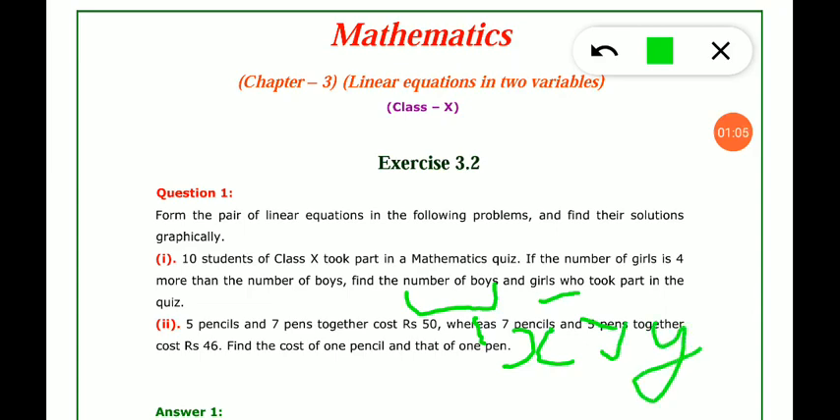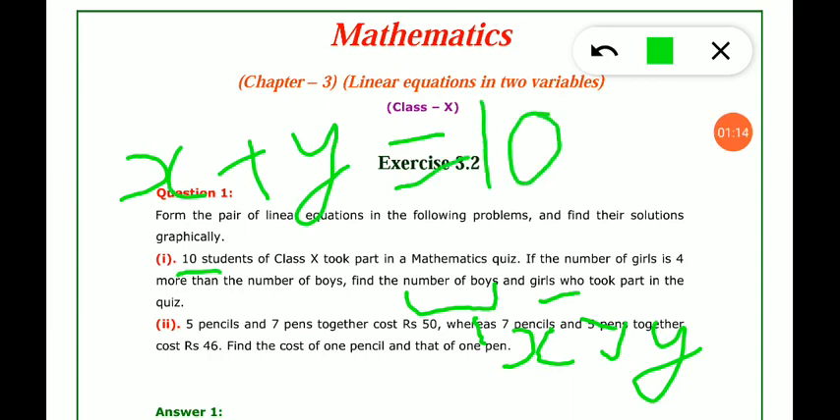Then according to the question, the first expression will be: 10 students, so x plus y is equal to 10. And the second is saying that the number of girls is 4 more than the number of boys, which means y, the number of girls, minus x, the number of boys, is equal to 4. So these are the two equations which we got.